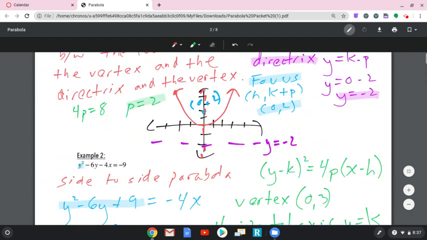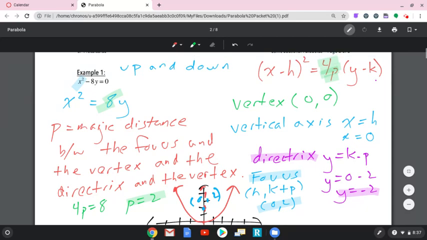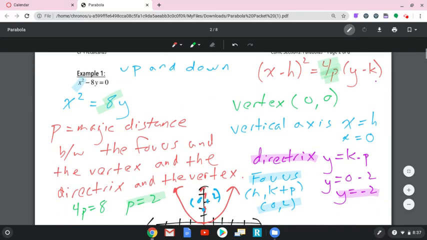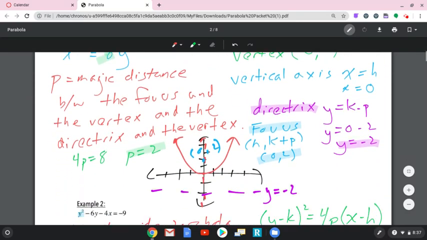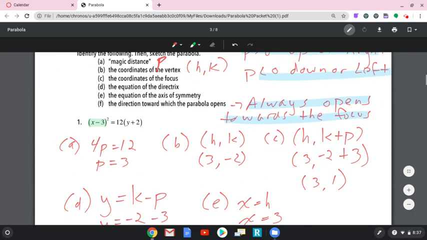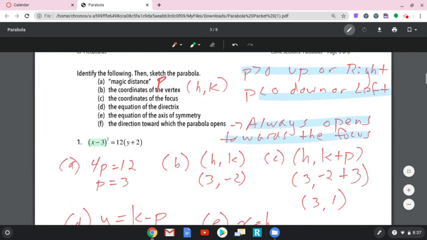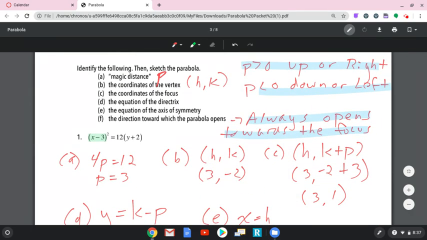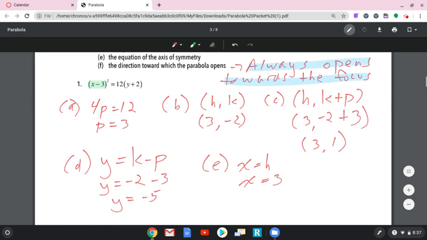All right, guys, and we have this all written up here if you forget it. Like in example 1, take a look. Go back if you need to, okay? X equals H. Now, will it open up or down? Tell which direction the parabola opens. We said it goes towards the focus, but we know it opens up or down, and see, P is positive, therefore it opens up.